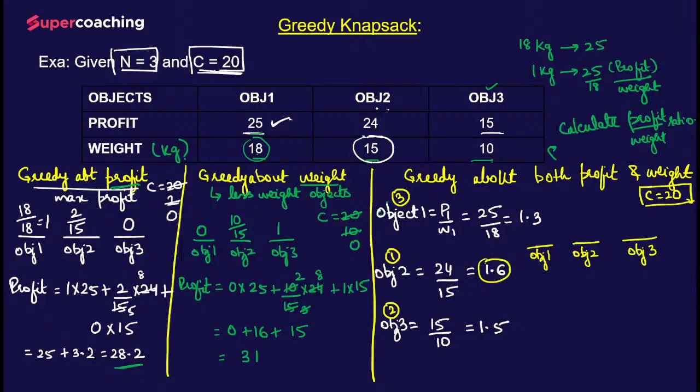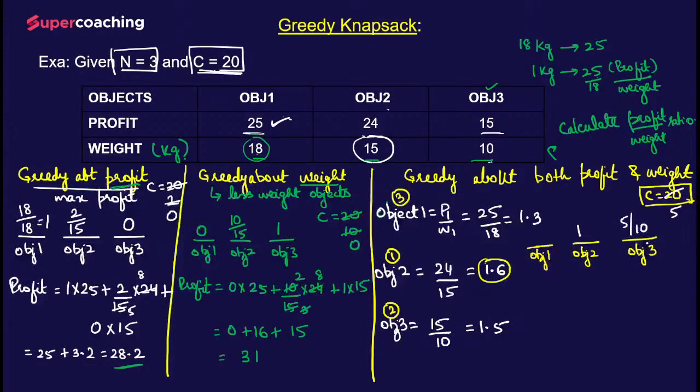For object 2, 15 units are available. Available capacity is 20, so we can take object 2 completely. So object 2 will be taken completely. Remaining capacity will be updated to 20 minus 15, which is 5. Then the second preference will be given to object 3. We can take 5 units out of the available 10 units of object 3. So 5 out of 10 units will be taken from object 3.